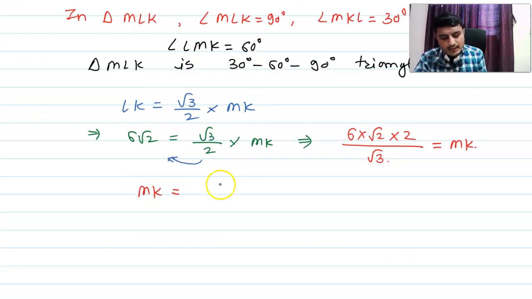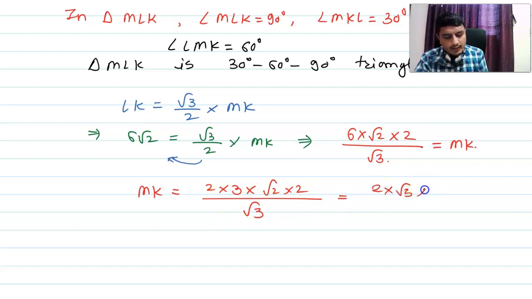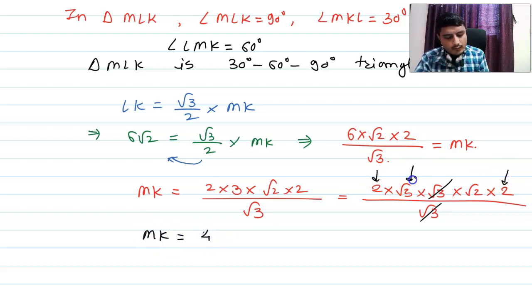We can write 6 as 2 into 3, into root 2 into 2, the whole divided by root 3. Now we can write the 3 in the numerator as root 3 into root 3, into root 2 into 2, whole divided by root 3 as it is. Now look, root 3 from numerator and denominator gets cancelled. 2 into 2 we have 4, while root 3 into root 2, 3 2s are 6, under square root. So the value of MK we get is 4 times root 6.